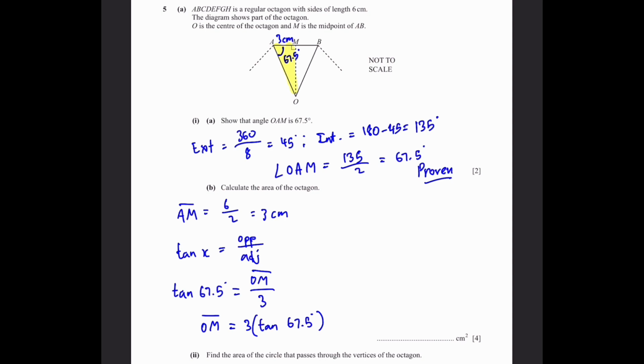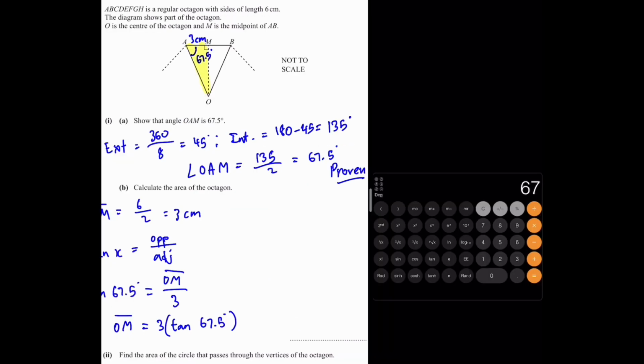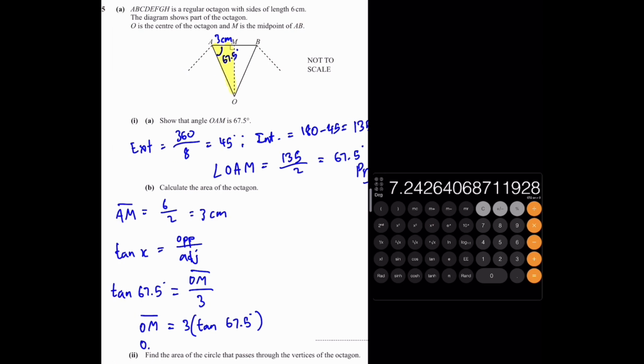Let's do that on our calculator. So 67.5, we take the tan, and we multiply it by 3 to get 7.2426 centimeters. So the OM side length will be 7.2426 centimeters. Let's write that. Now we have found the base and the height of triangle OAM.